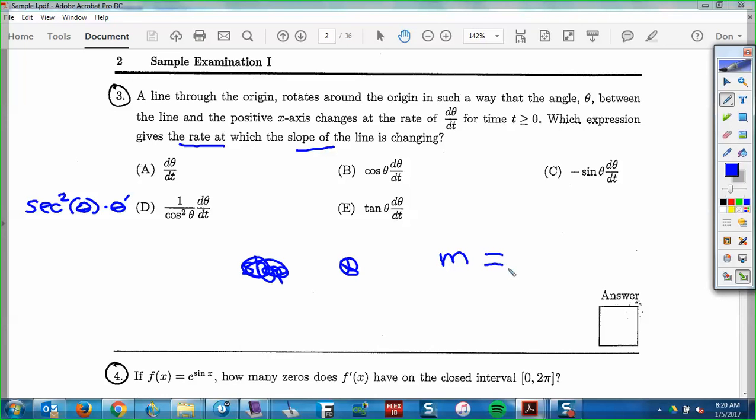Well, would slope just be like tangent, rise over run? Exactly. If you think about tangent, it says a line through the origin. So let's go back to this. So here's a line through the origin. Okay?